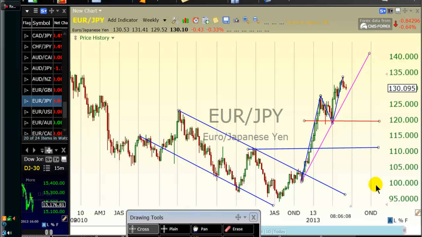The title of this video is wave count by comparison. Wave count by comparison. Let's get started. What we are discussing in this video is using the wave count on one financial instrument and comparing it with the wave count on another financial instrument. This is about wave count by comparison.